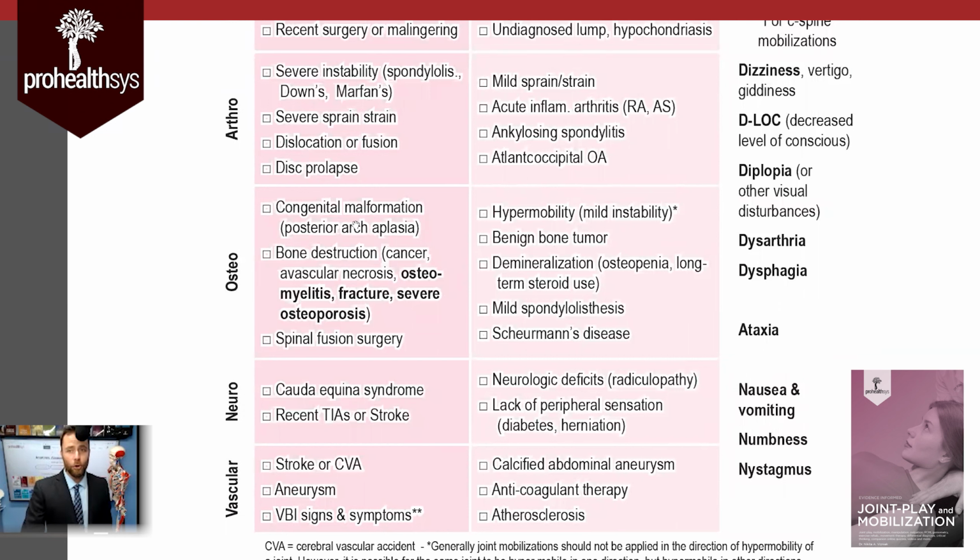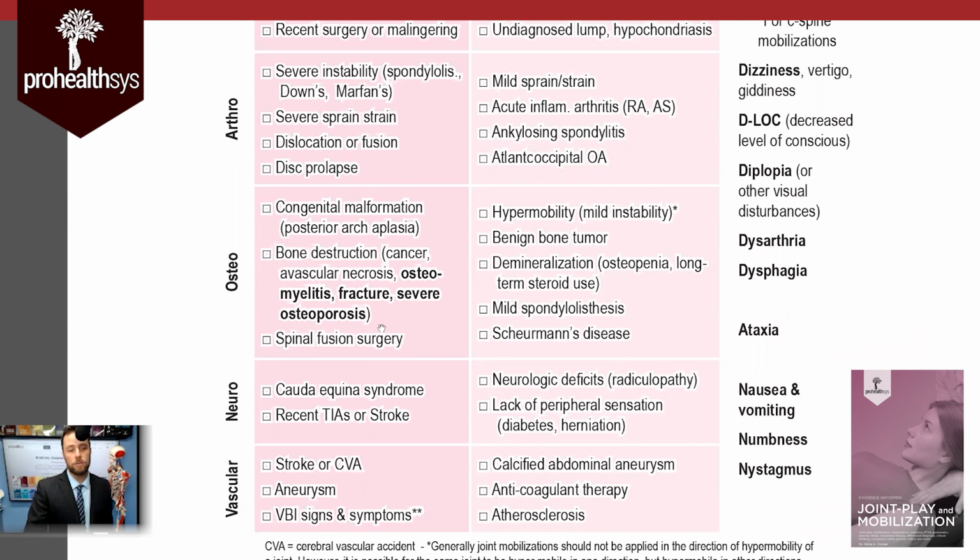Okay, then under the osteo, we've got malformations. You can be born without bones. You could be born without a dens. You don't really know this unless you have severe instability or it shows up incidentally on imaging. Bone destruction like osteomyelitis, fractures, or severe osteoporosis are absolute contraindications.